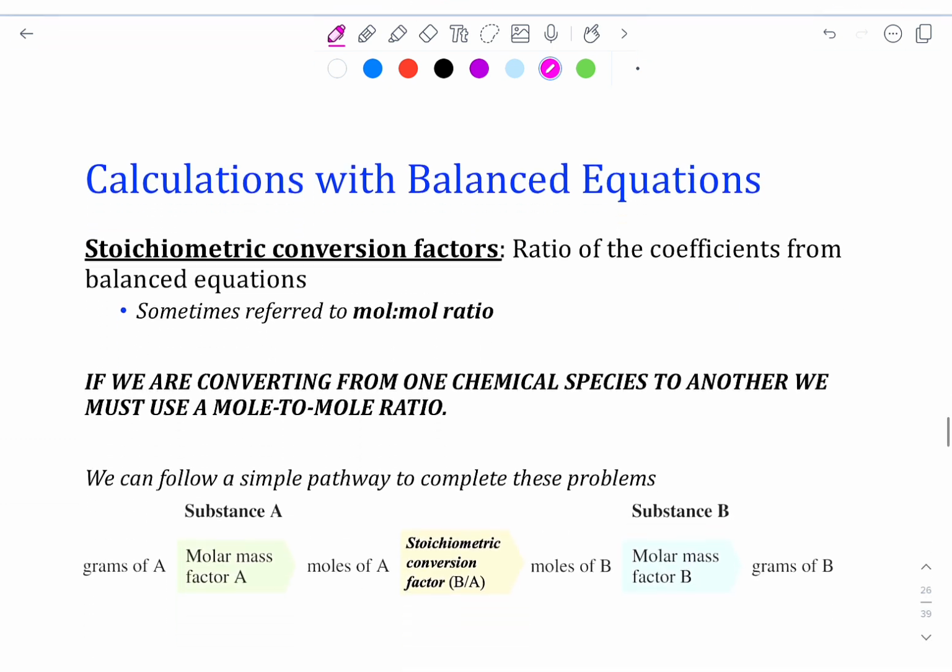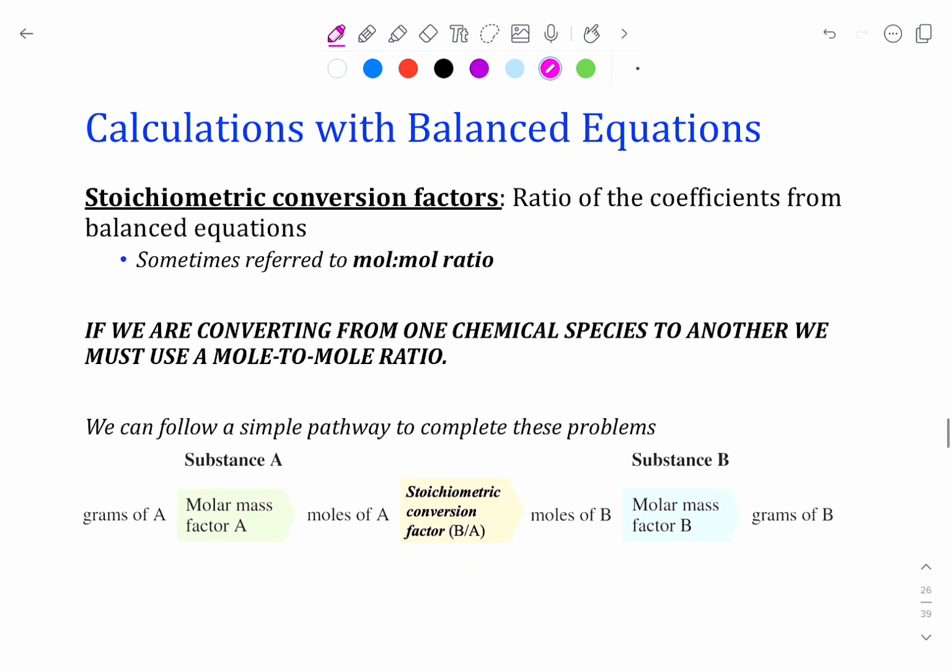These conversion factors to convert from one mole to another are what we call stoichiometric conversion factors. It is a ratio of the coefficients from the balanced equation. Again, this is why we need to master balancing chemical equations, because if we can't balance the equation, we can't use the right ratio for doing these types of problems. This is oftentimes referred to as a mole-to-mole ratio.